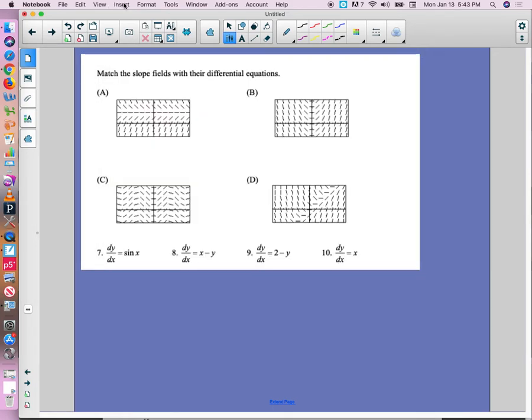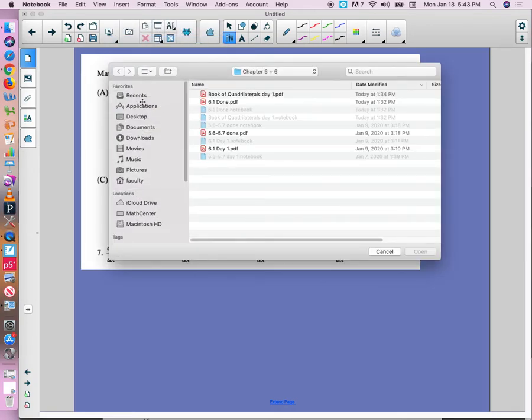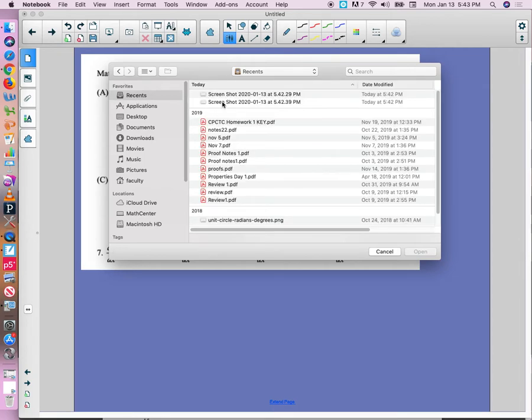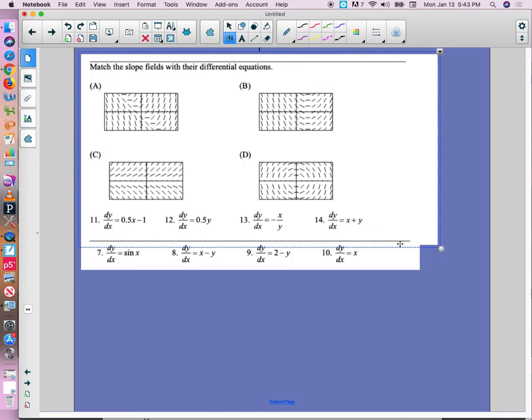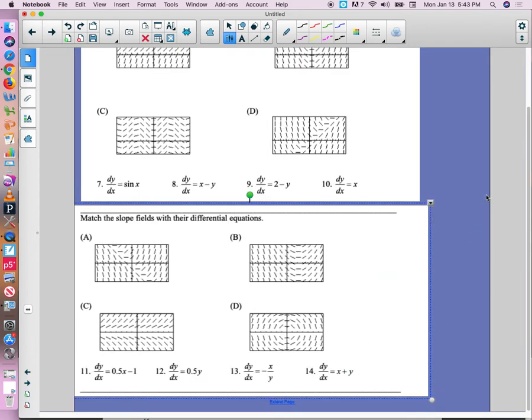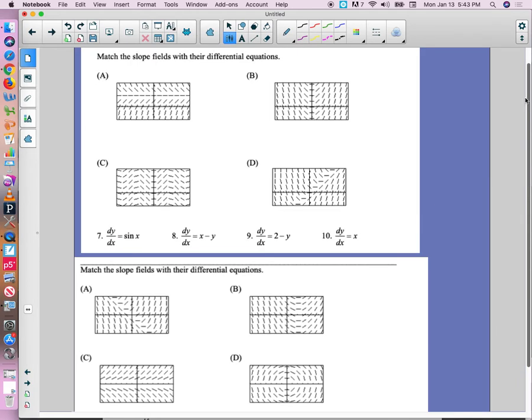Go ahead and get them both in, and knock out through 14 real quickly. Alright, so 7 through 10. This is the way I do it. That makes it go a little faster because some of them you can't even do separation of variables.